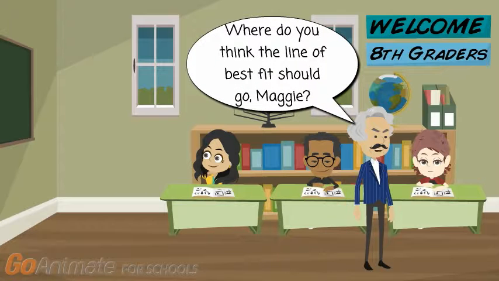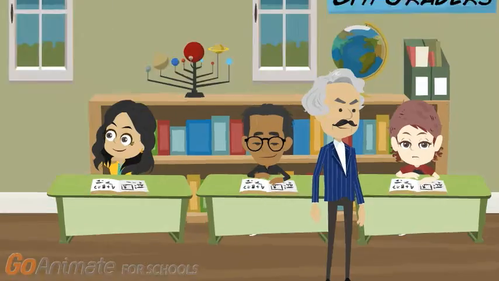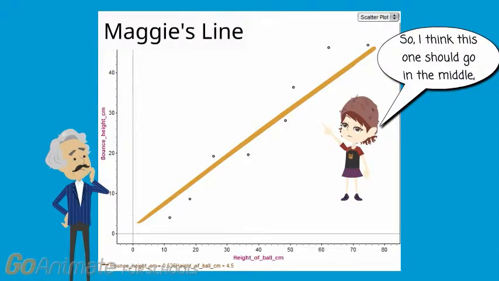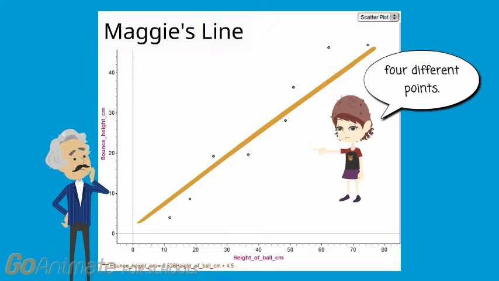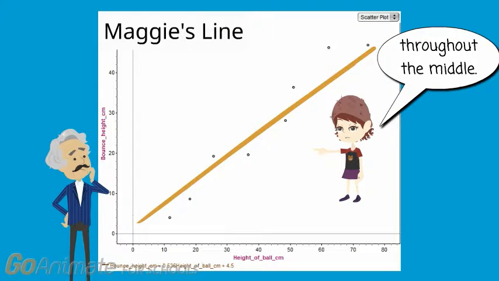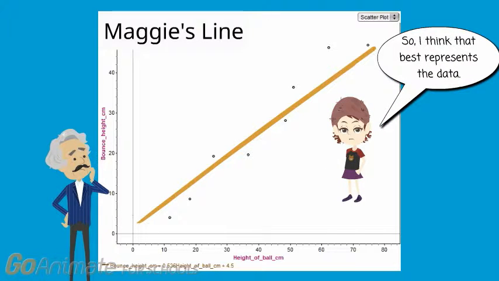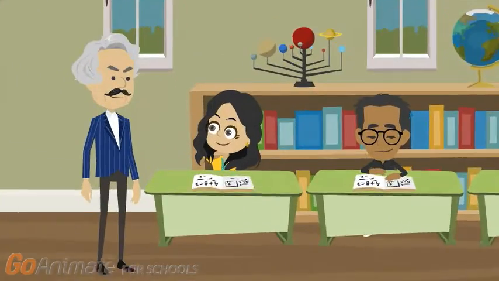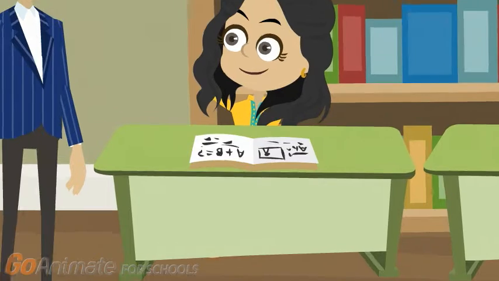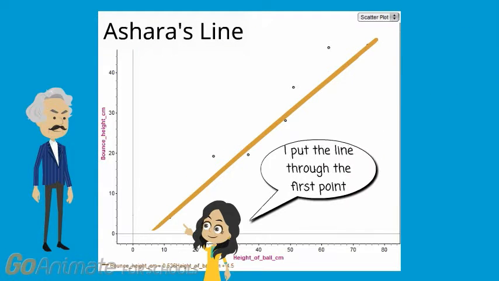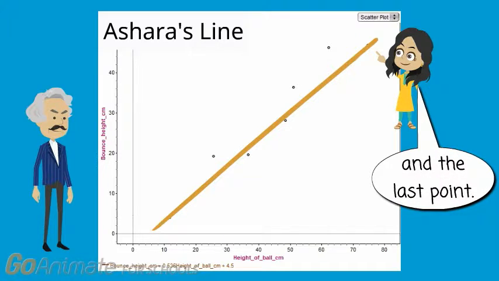Where do you think the line of best fit should go, Maggie? So I think this one should go in the middle, also because on each side there are 4 different points. So it may show the average bounce height versus the drop height throughout the middle. So I think that best represents the data. What about you, Ashara? For my line of best fit, I put the line through the first point and the last point.